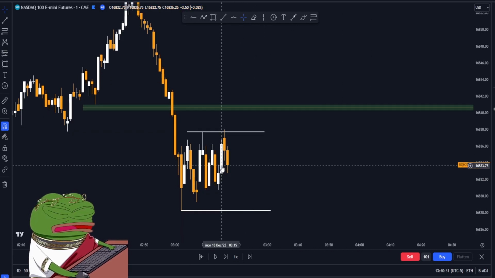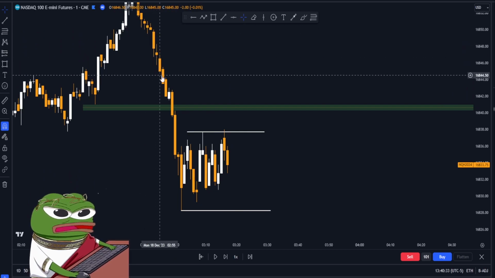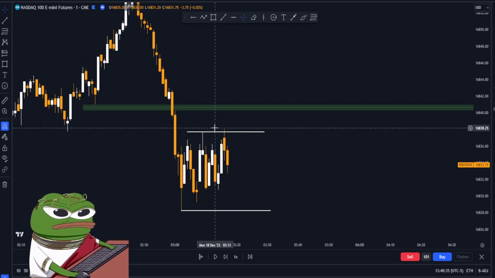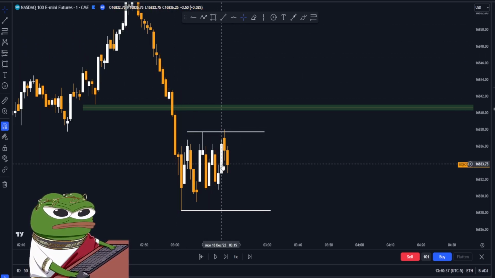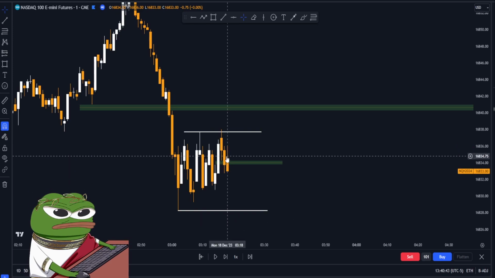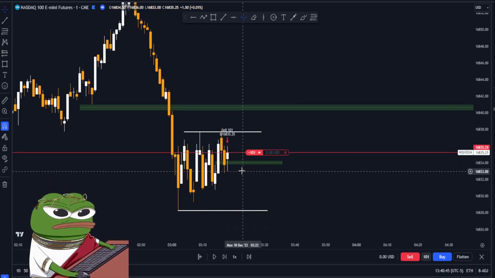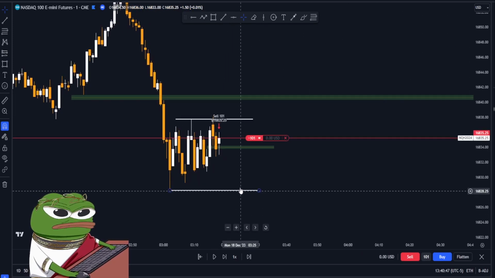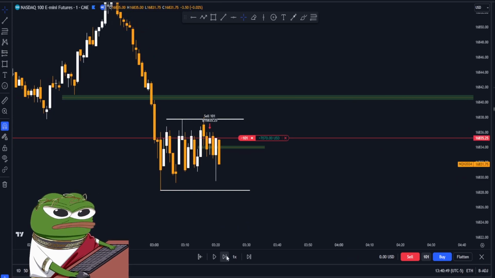which means that, basically, look at the fair value gaps that took out the liquidity. So, okay, this fair value gap right here, a very small one, took out this liquidity right here. So enter a short on this. And let's see how it plays out. Let me put the short.